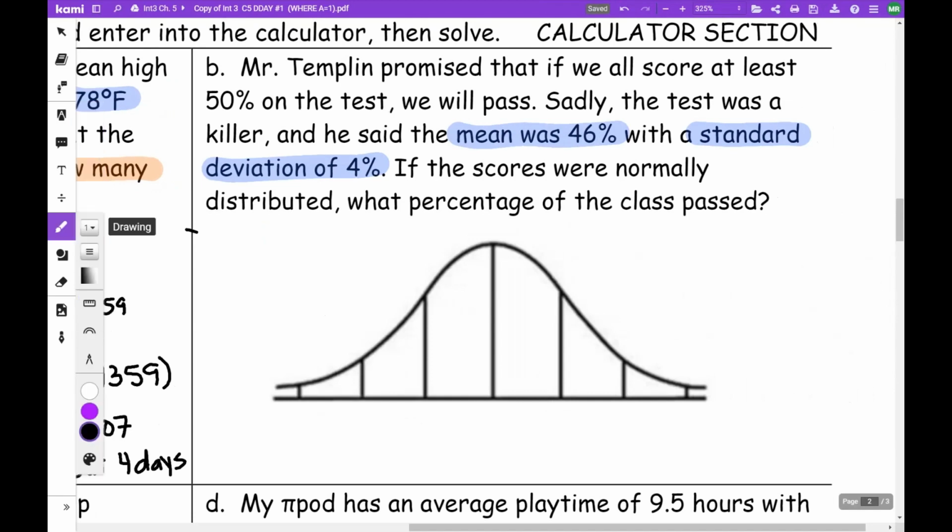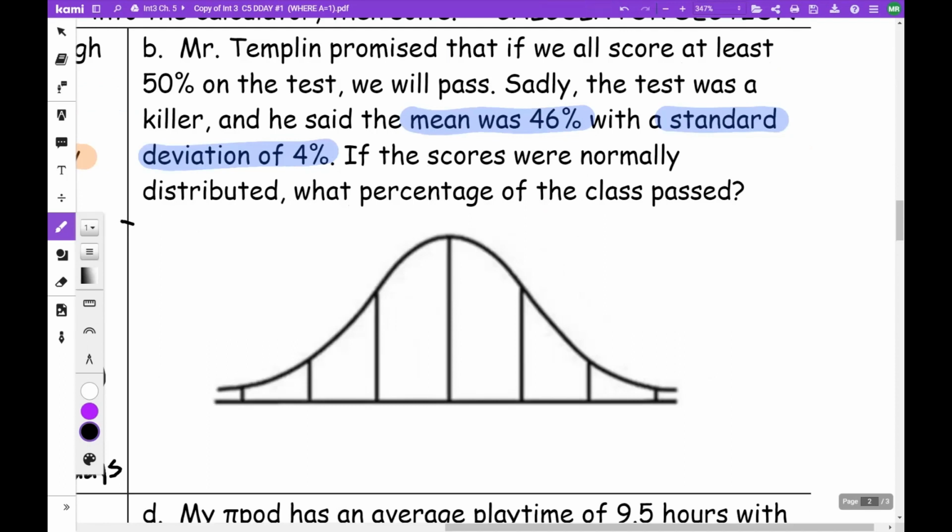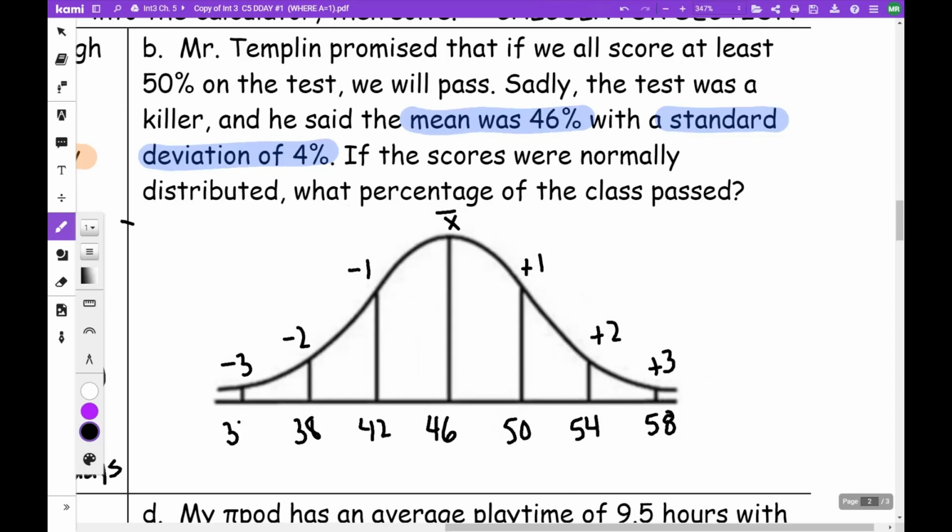Okay, so let me just fill in the information. The mean was 46%, and the standard deviation is 4. So 50 would have a z-score of +1. A z-score of +2 would be 54. A z-score of +3 would be 58. Going the other direction, I'm taking 4 off, that would be 42. Taking 4 off, that would be 38. Taking 4 off, that would be 34%.